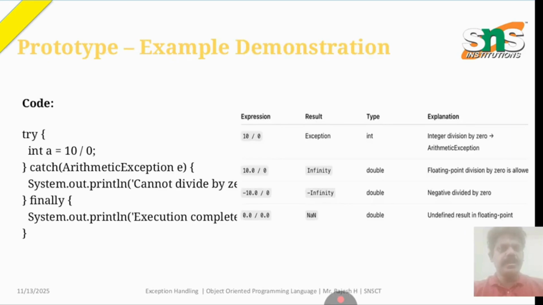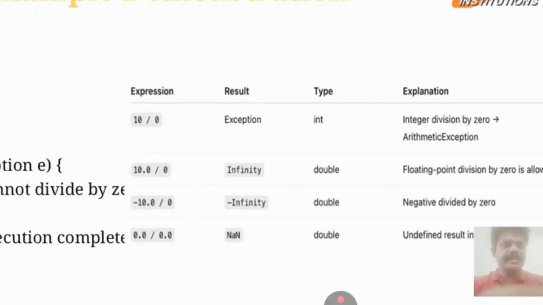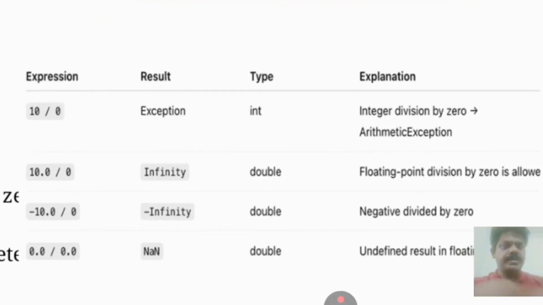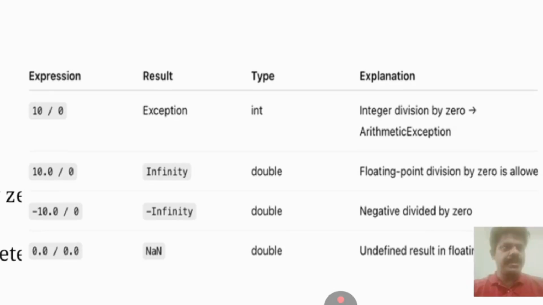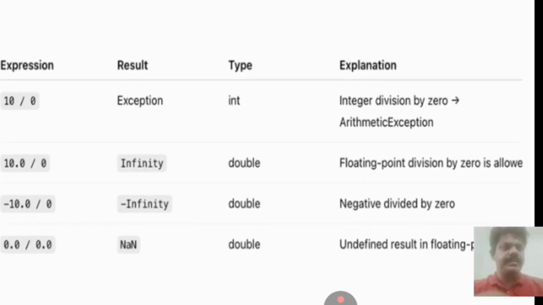Here a prototype example is given with the table details. The same example, like 10 divided by 0. Here see the exception and what it is when declared with integer, when declared with double, and when declared with different values, negative values or 0. So what kind of results it is producing is given with the explanation.